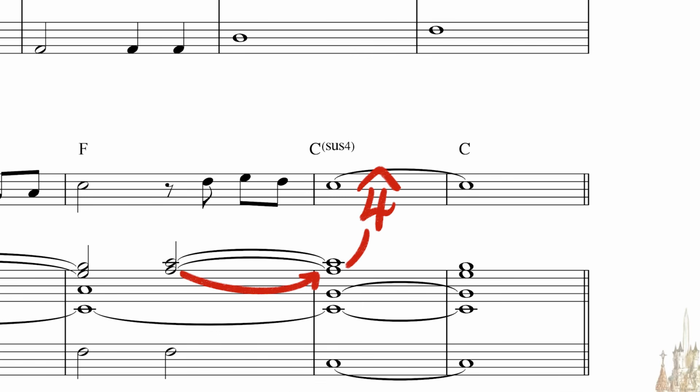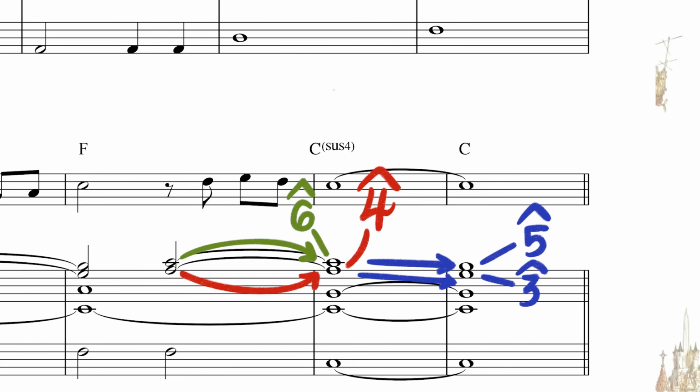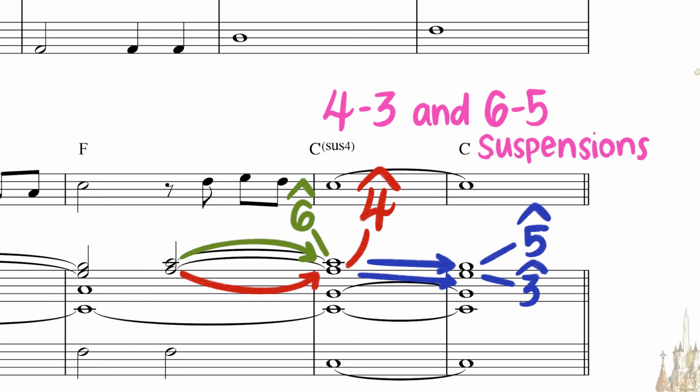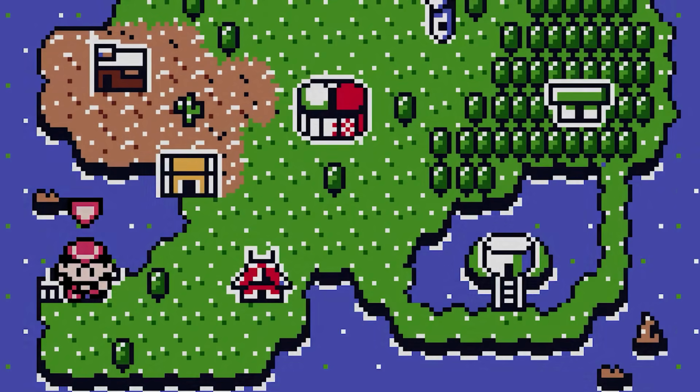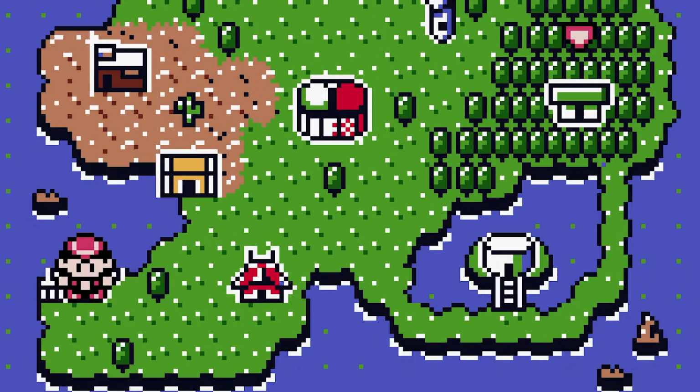The F note, the 4th of the final C chord, was held over from the previous F chord, but actually the A note from that chord was held over as well, only being allowed to resolve down to the 5th of our home C chord in the last bar of the melody. This is an example of combined 4-3 and 6-5 suspensions. These suspensions aren't exclusively used for ending a phrase, though.